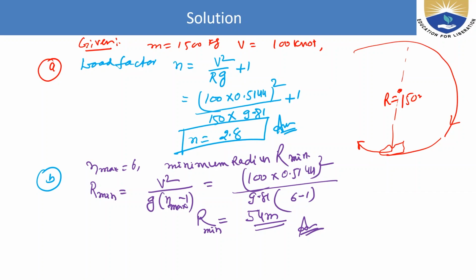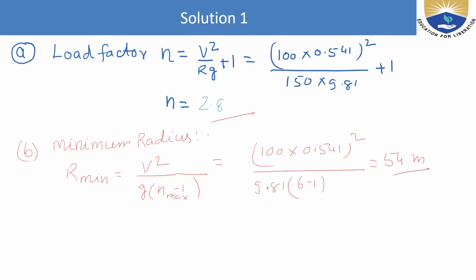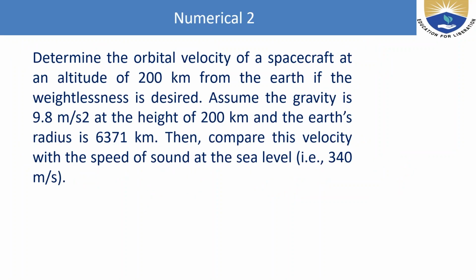So, we have done the one problem. Now, we will see the second problem. Numerical number 2: determine the orbital velocity of a spacecraft at an altitude of 200 km from the Earth, if weightlessness is desired. Assume the gravity is 9.8 meter per second square at the height of 200 km and the Earth radius is 6371 km. Then compare this velocity with the speed of sound at sea level, that is 340 meter per second.